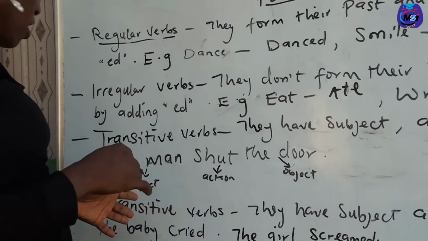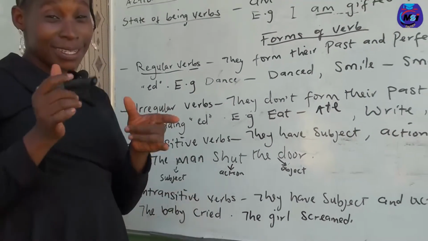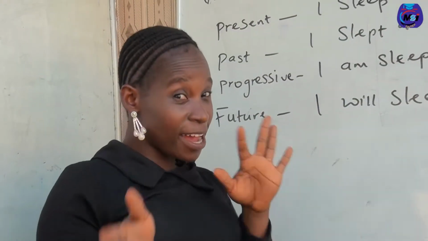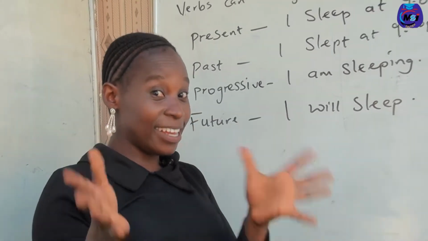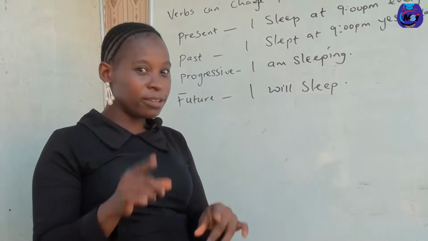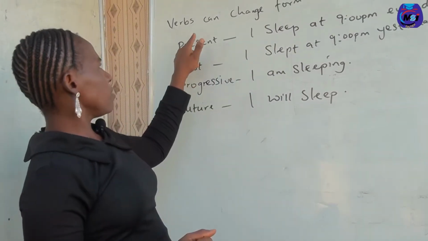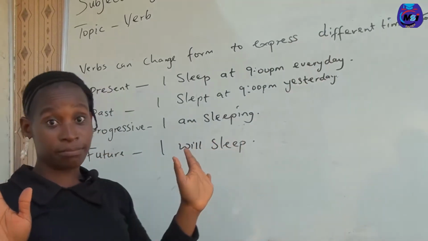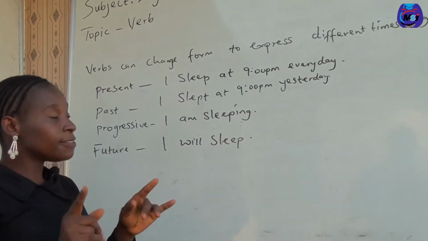Are you there? Okay, we're going to be looking at the other forms of verb, the changes in verbs that show or express time. Are you there with me? All right. So remember transitive and intransitive: subject, action, and object for transitive verbs, then subject and action but no object for intransitive verbs. Now look at this. Verbs can change form to express different times.